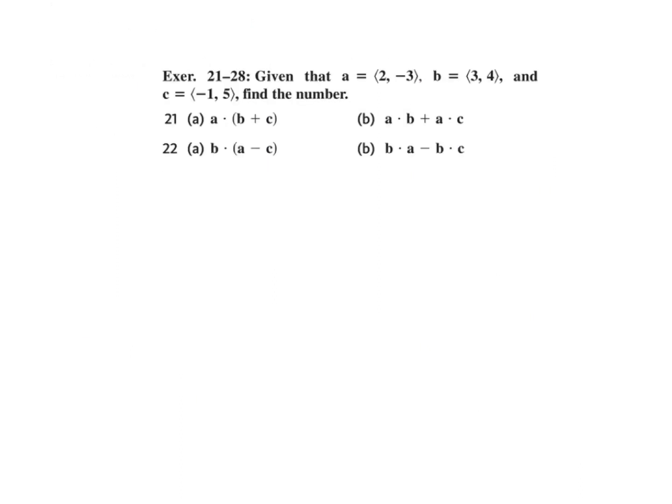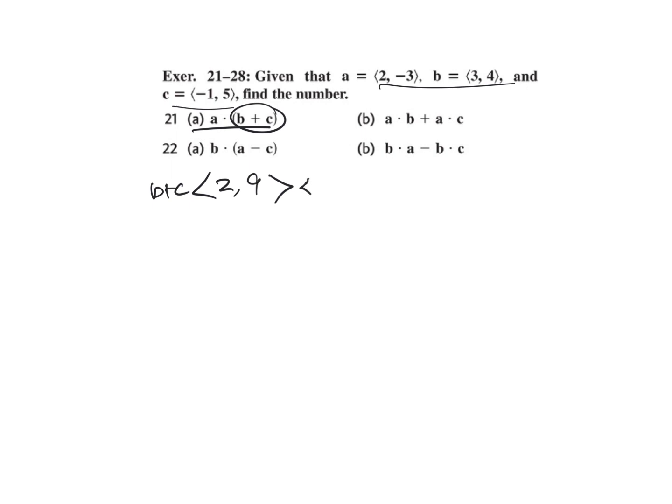All right, here are our two vectors, and our third one. Find the number. So we're taking and doing this. We've got to do the parentheses first, so add b and c. So 3 and negative 1 is 2. This is b plus c here. And 4 and 5 is 9.